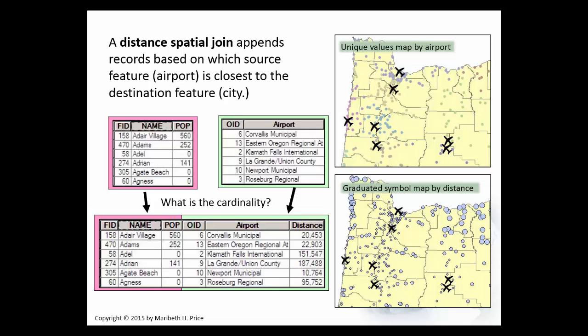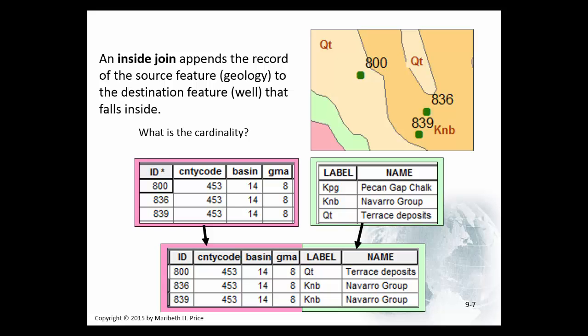A distance spatial join appends the records based on which source feature is the closest to the destination feature. In this case, the airports is the source layer, while the cities is the destination layer. The inside join appends the records of all the source features to the destination features that fall inside it.